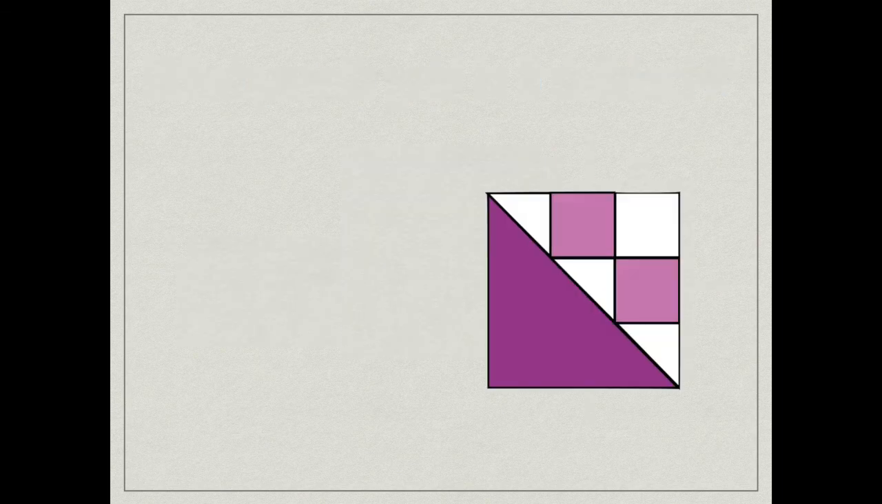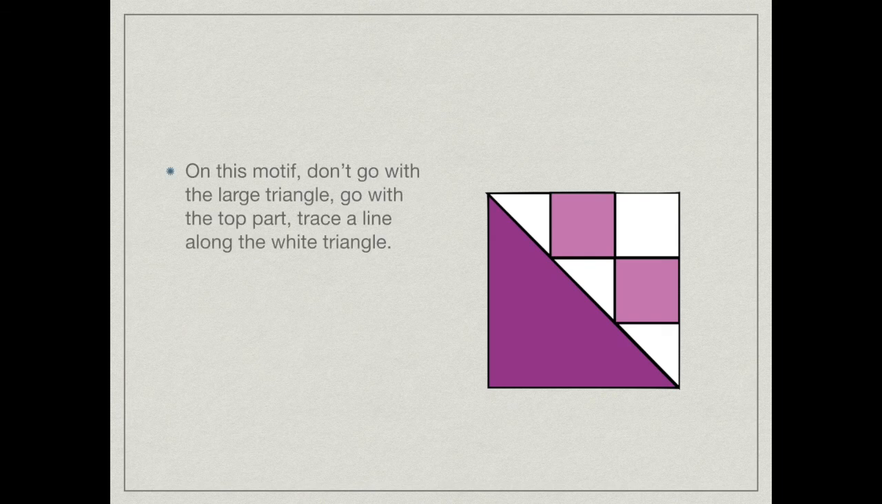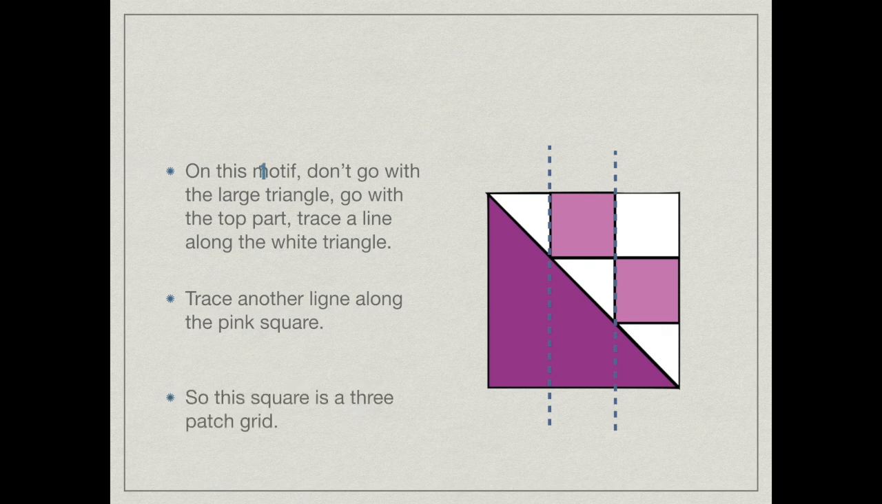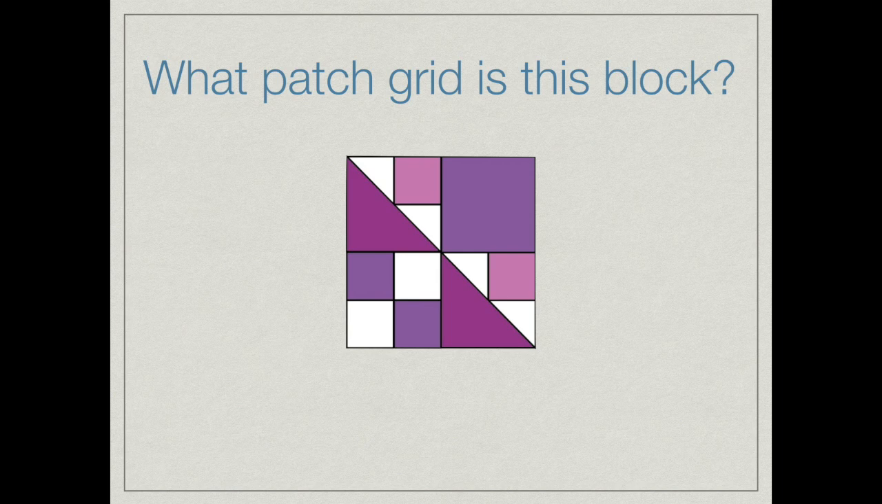What about this grid? Well, this one, we're not going to go with that big triangle and say that it's a 1-patch grid. We are going to go with the smaller parts. So let's start along the white triangle and then trace a line along the square. We're going to count this and it turns out that there are 3 columns. So we can consider this pattern as being a 3-patch grid. And anything done vertically can also be done horizontally. Moving on to the next one.